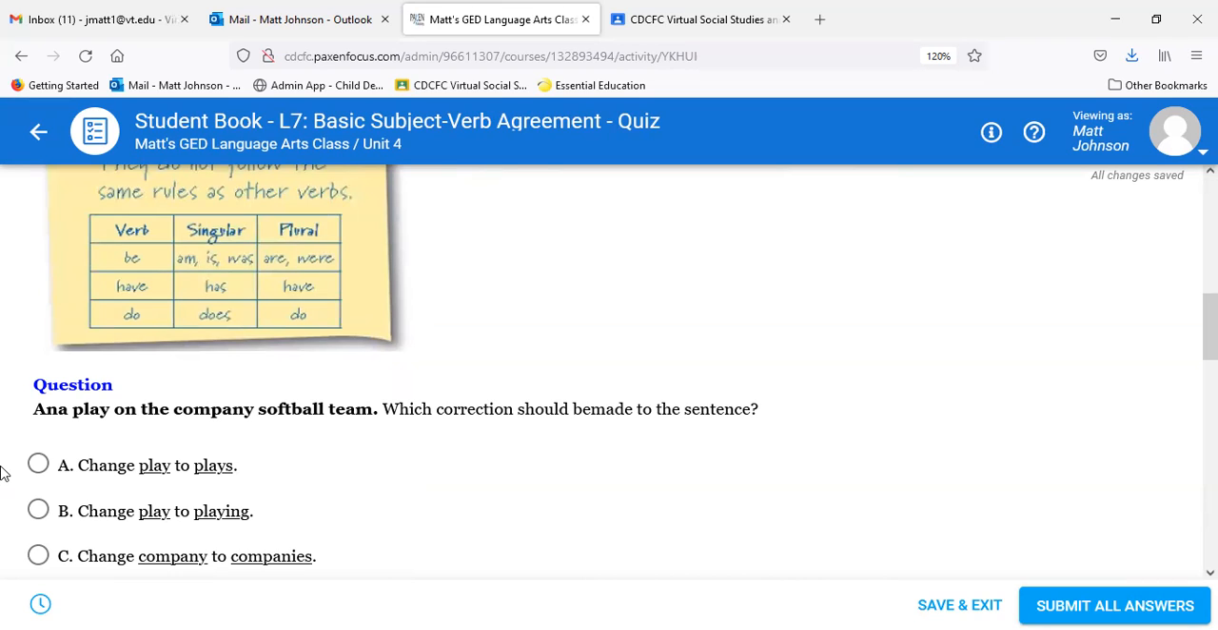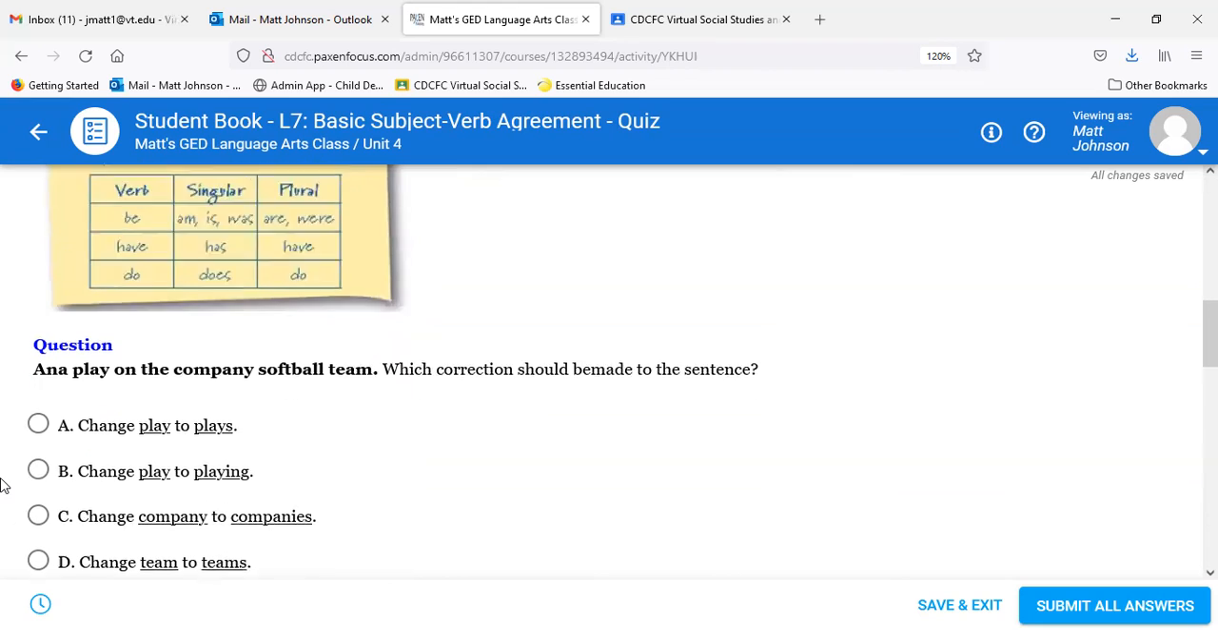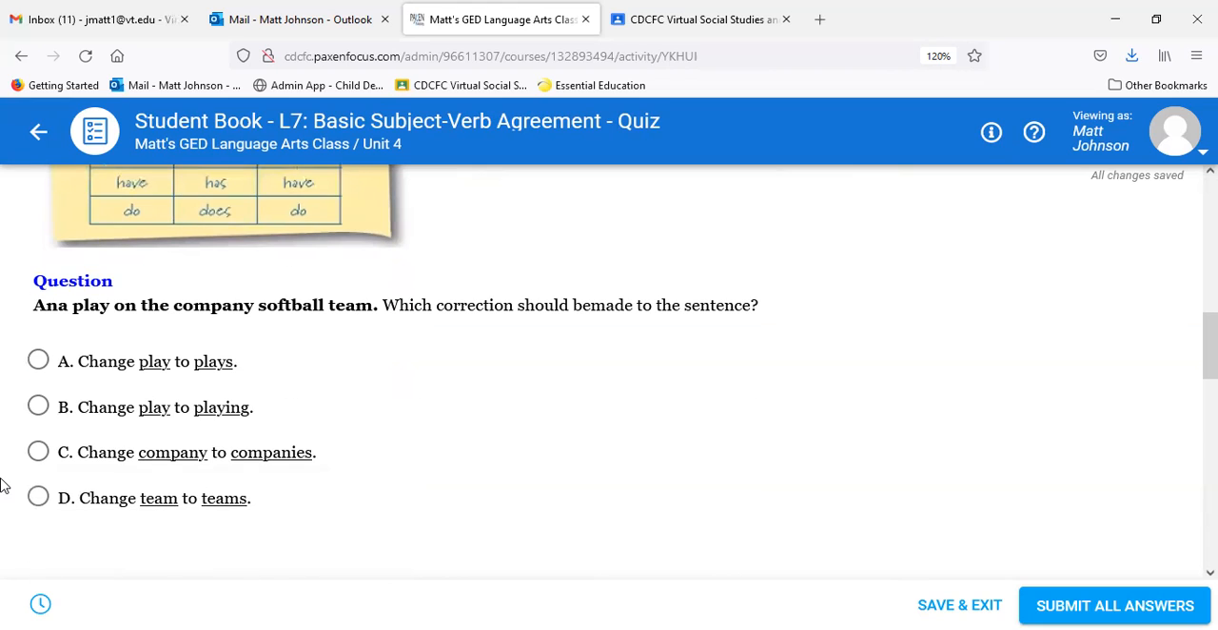And let's start with Grace. How about taking care of number one for us? All right. Anna play on the company softball team. Which correction should be made to the sentence? A, change play to place. B, change play to playing. C, change company to companies. And D, change team to teams. A, change play to place. Right, that one you could really tell.